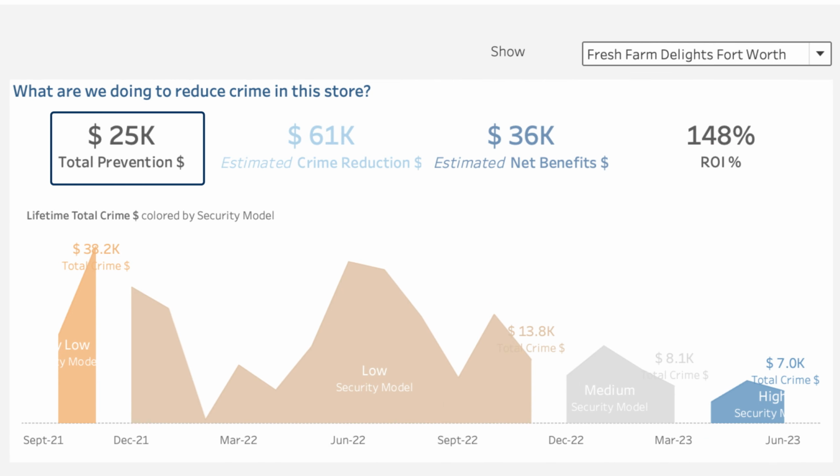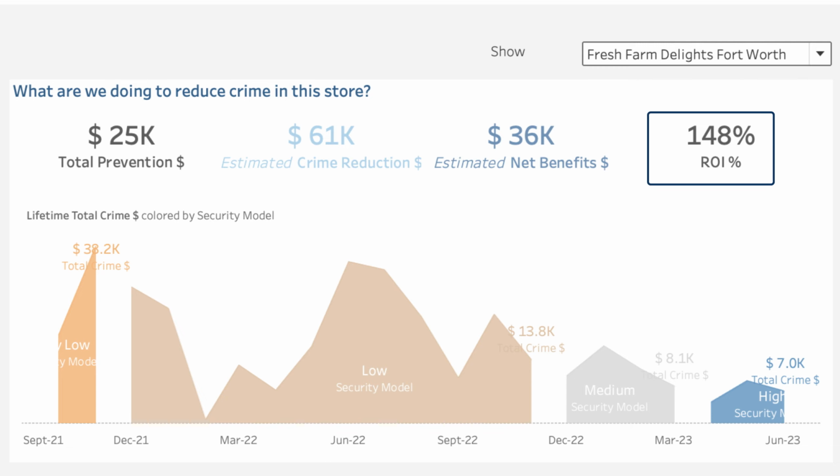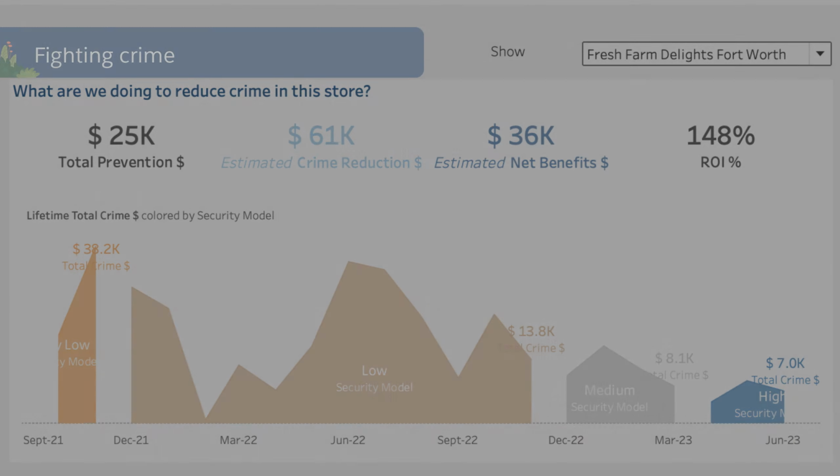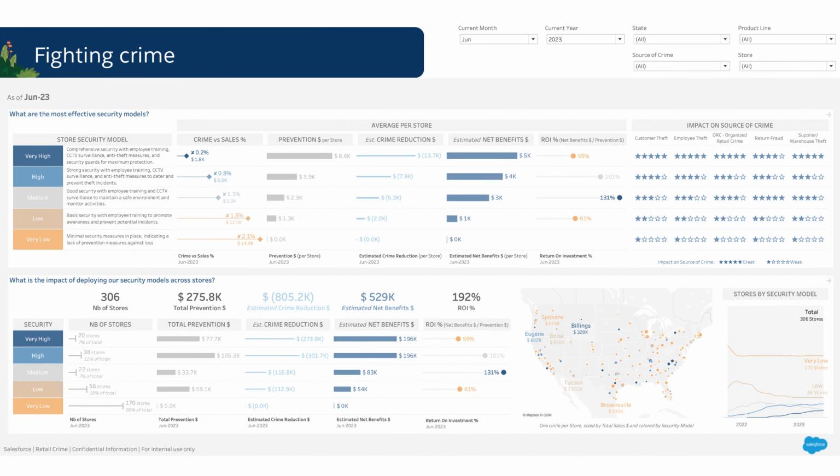How much have we invested over the period? For what results and what return on investment? How has the cost of crime for this shop changed over time and what security models have been deployed? Let's now focus on our different security models.